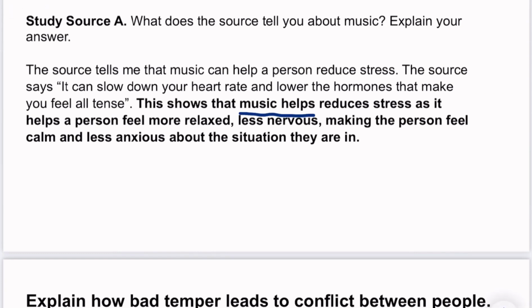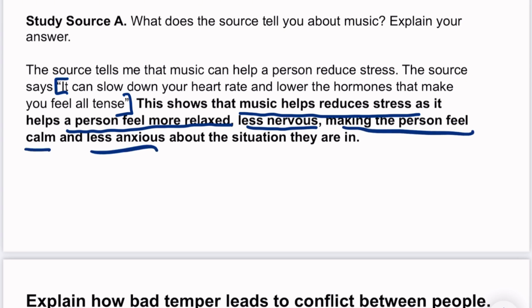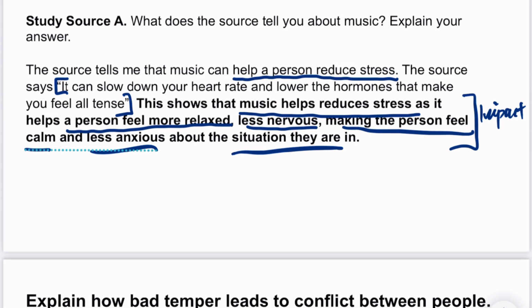Music helps to reduce stress. Here you say that it can slow down your heart rate and lower hormones that make you feel tense. The impact is that people will feel more relaxed and less nervous. It will make the person feel calm and less anxious about the situation they are in. In this case, it creates an impact, the impact of music, so that it helps a person reduce stress. This is how I link the evidence to the point that I'm bringing up. So I'm linking these 2 together.